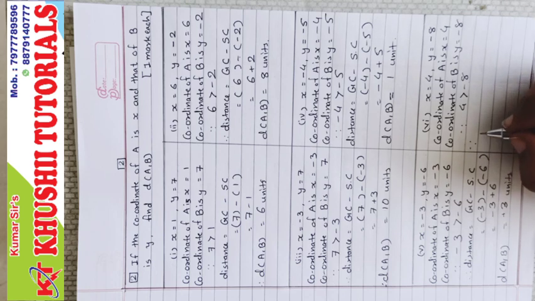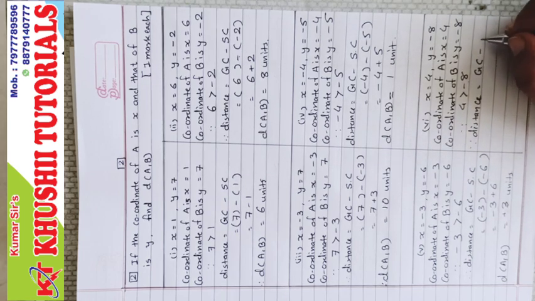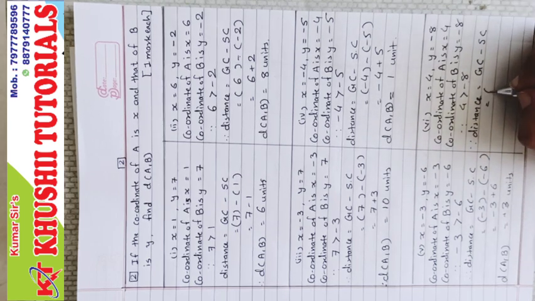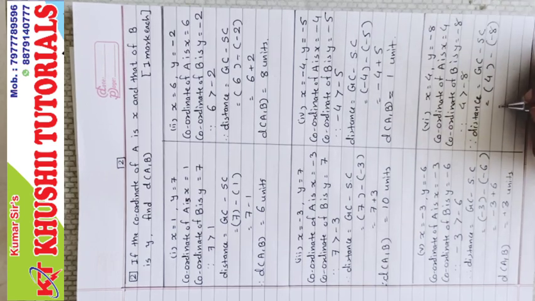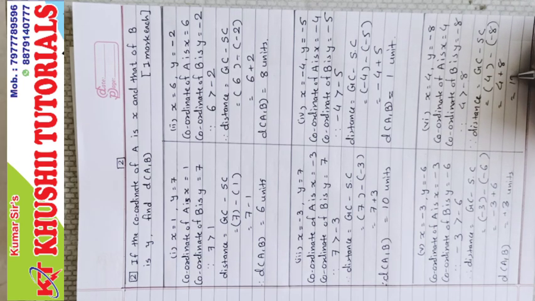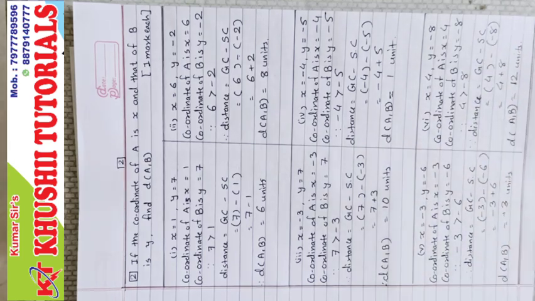Now formula, distance equal to greater coordinate minus smaller coordinate, bracket minus bracket, 4 minus minus 8. Now 4 minus minus 8 is plus 8 and 4 plus 8 is 12 units. So distance A comma B equal to 12 units. Isn't it easy? This is second sum.